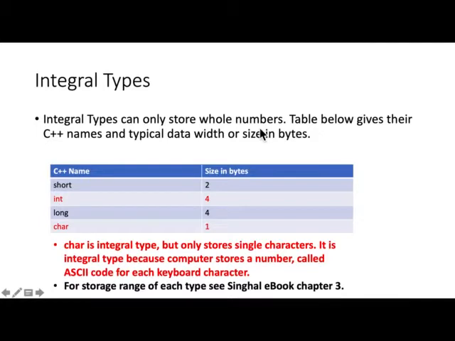So integral types can only store whole numbers. The table below gives their C++ names and typical data width or size in bytes. So short is 2 bytes, integer is 4 bytes, long is 4 bytes, char is 1 byte. Char is an integral type but only stores single characters. It is an integral type because the computer stores a number called the ASCII code for each alphanumeric keyboard character. And the storage range of each type you can see in the ebook, chapter 3.